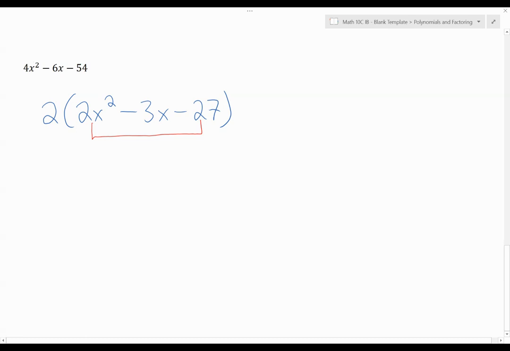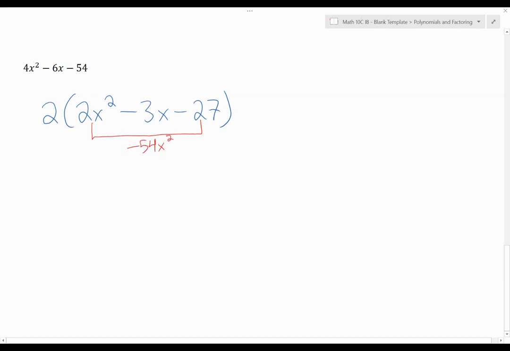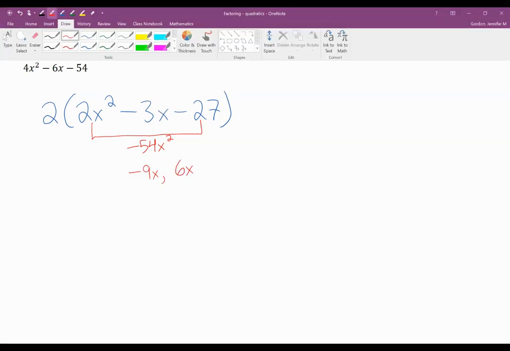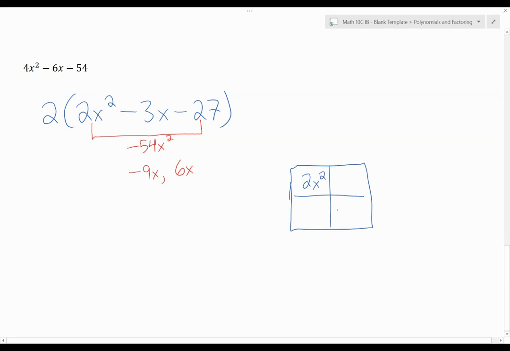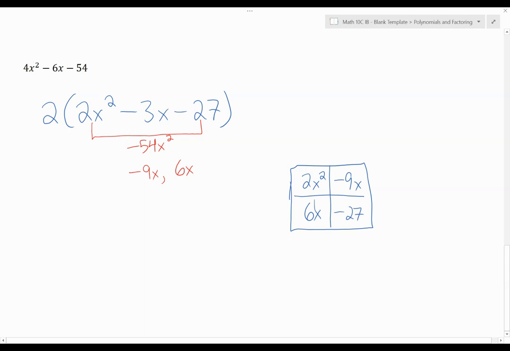2x squared times negative 27 is negative 54x squared. In order to get a product of negative 54x squared and a sum of negative 3x, I need to use negative 9x and positive 6x, which means that I'm dealing with 2x squared as my quadratic term, negative 27 as my constant term, and negative 9x and 6x as my two linear terms. Oh, negative 27 was the constant term, sorry.